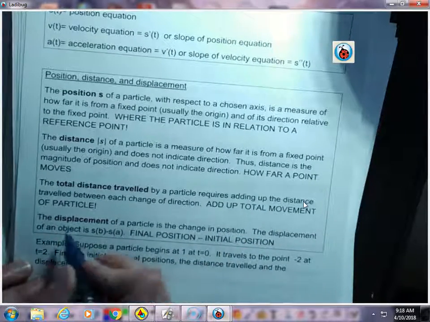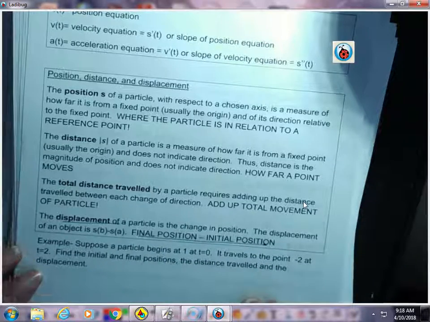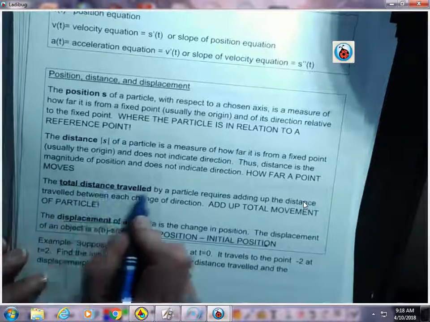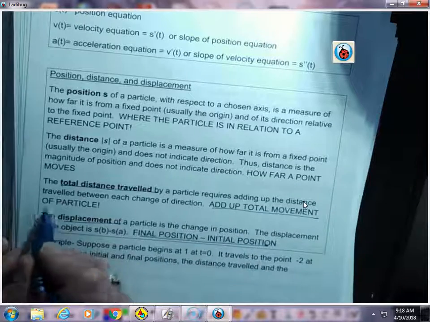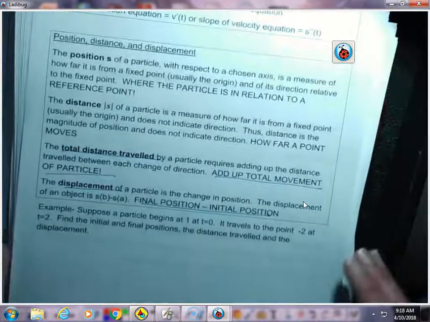So the main thing is that displacement is final position minus initial position. Whereas for the total distance traveled, you're going to have to add up the total movement of the particle. So displacement is just the final minus initial. You might have traveled a long time, but you ended up back where you started. But the total distance traveled, even if you go back to where you started, you're just adding up your total motion.